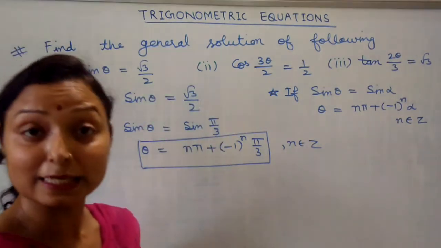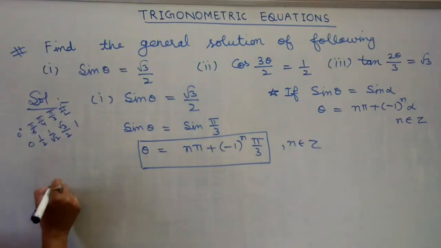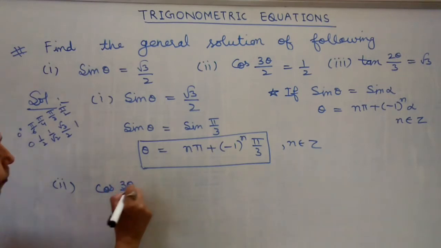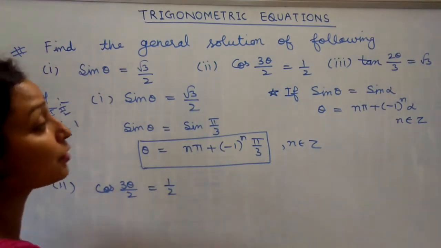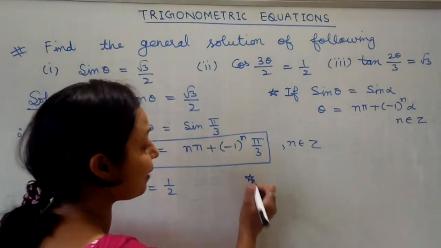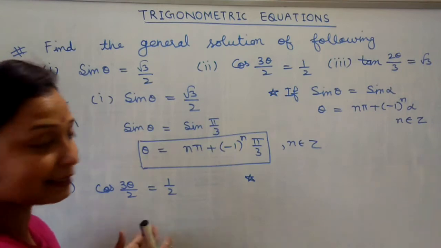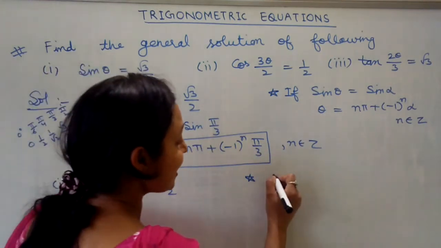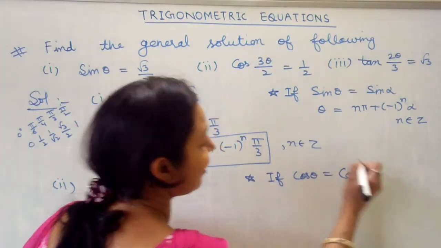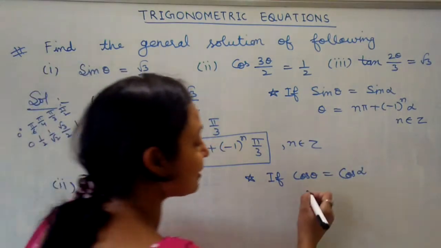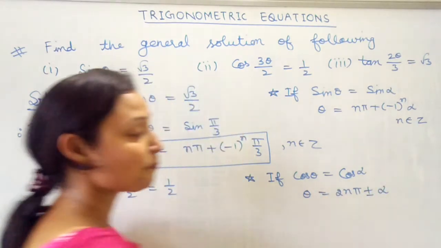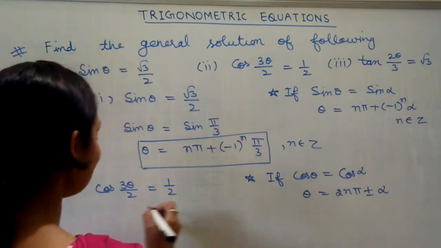Come to the second part. That is also very easy. Second part, that is cos 3θ upon 2 is equal to 1 by 2. I will again write the one formula for you. Which formula I have applied in this question? If cos θ is equal to cos α, what is the formula? Then θ is equal to 2nπ plus minus α. So I will write this formula.